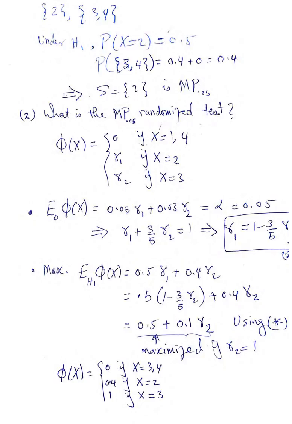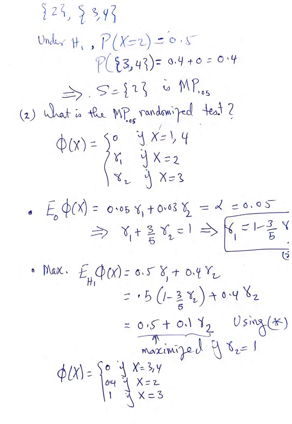So the size is gamma 1 times 0.05 plus gamma 2 times 0.03, which equals alpha, 0.05. So you can obtain gamma 1 in terms of gamma 2: gamma 1 is 1 minus 3/5 gamma 2. This is called the star equation.